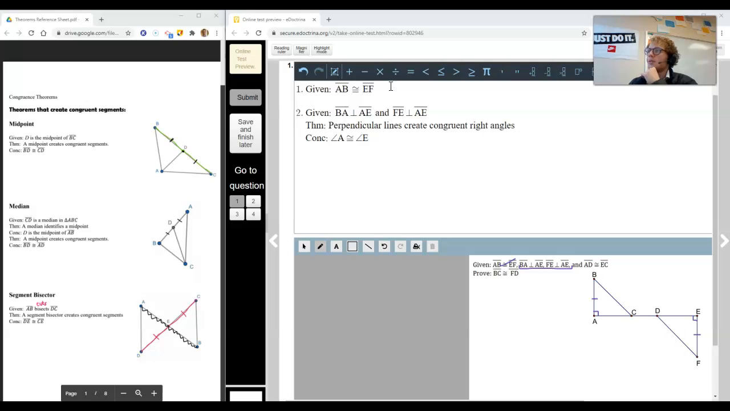Alrighty, so here's my given that both of those are perpendicular to each other. We have two sets of perpendicular lines. We're going to be trying to get two sets of congruent right angles, or just two congruent right angles. So our theorem is perpendicular lines create congruent right angles. Our conclusion here is that we have a right angle here, and all right angles are congruent.